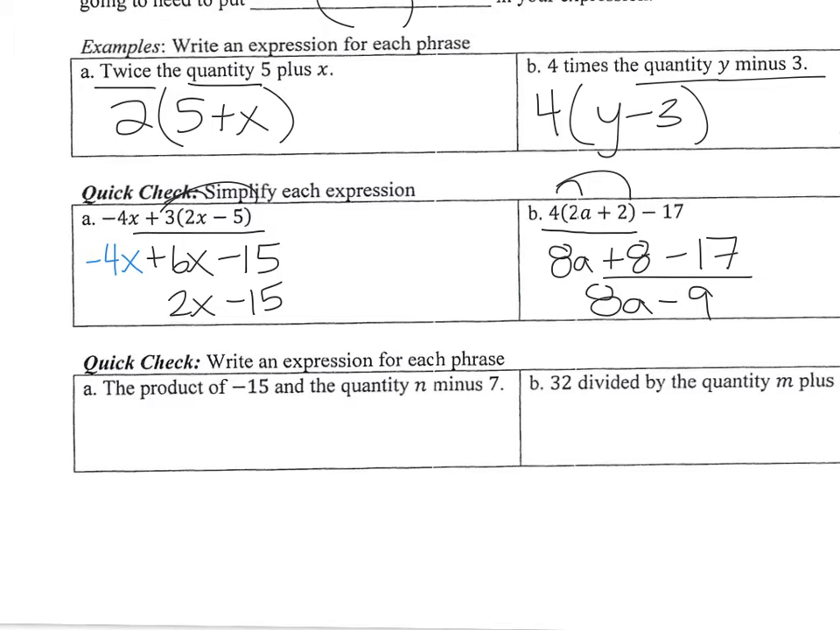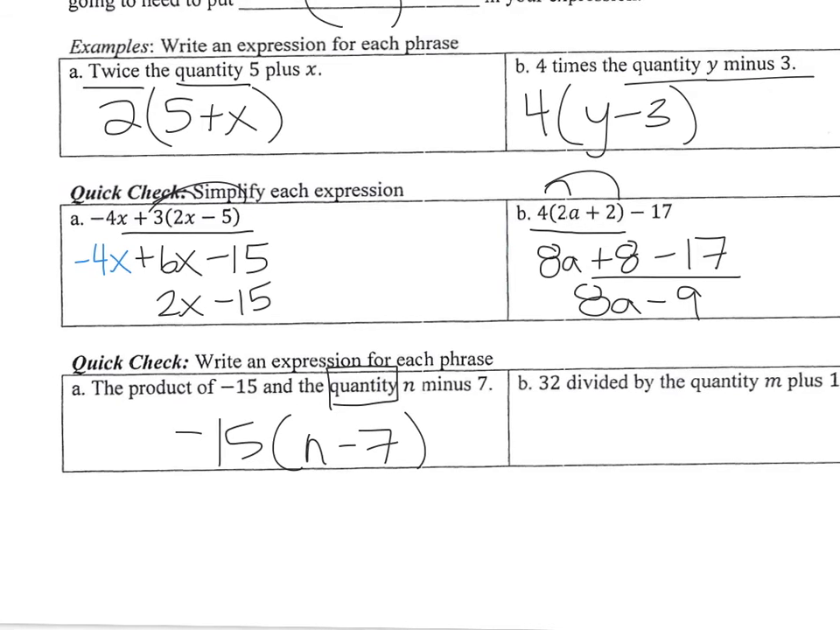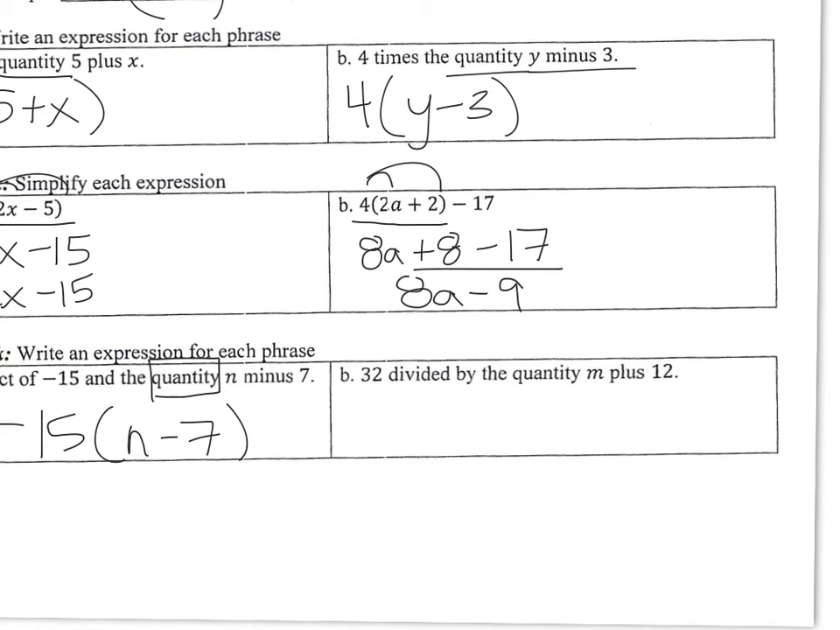And then at the end, write an expression for each phrase. The product, so product means multiply, of negative 15. So you're going to multiply negative 15. And the quantity, so remember quantity means parentheses, n minus 7. And b, 32 divided by the quantity, so I need to put parentheses, m plus 12.